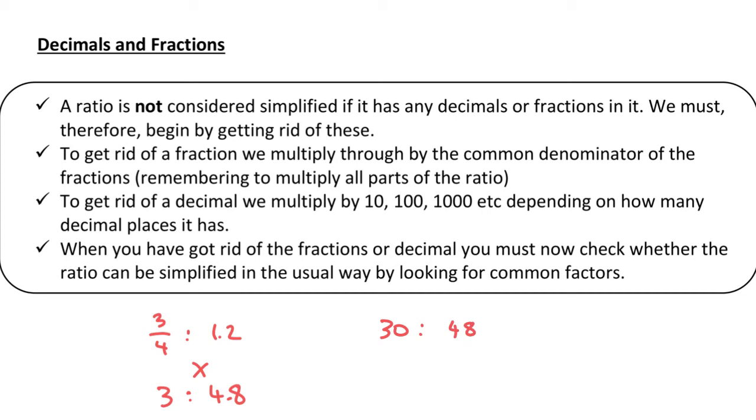When you get rid of the fractions or decimals, you now need to check whether the ratio can be simplified. So 30 to 48, we can see they're both even, so we could divide by 2 to get 15 to 24. 15 and 24 are divisible by 3, so we could divide by 3 to get 5 to 8. And that would be it in its simplest form. So 3/4 is no good, 1.2 is no good, so we need to do a couple of steps to try and make life a little bit simpler.